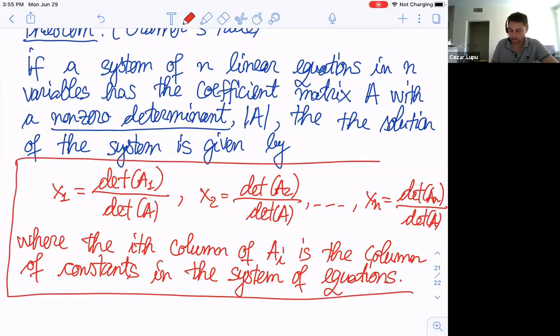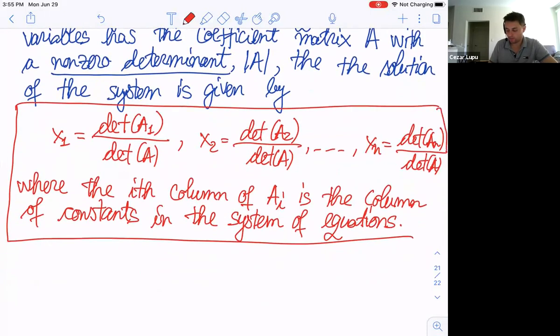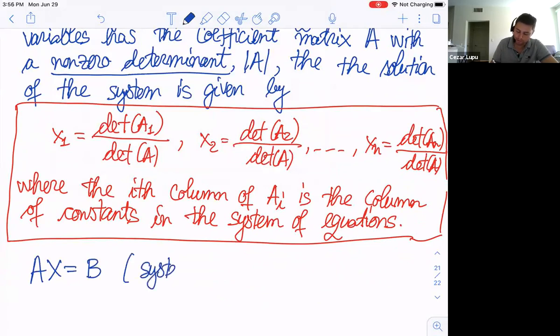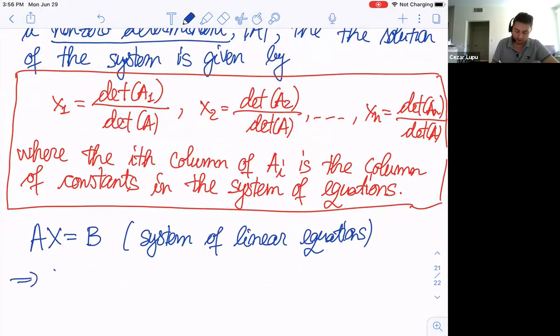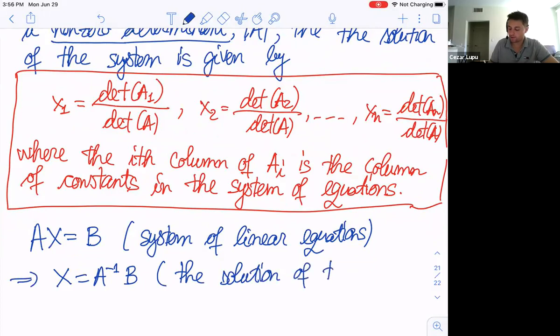It's very simple, very direct. Anyway, I'm not going to dwell too much on the proof of this. The proof uses the adjugate of a matrix. Basically, you just represent this system as AX equals B. In fact, let me say it very quickly. AX equals B, that's the system of linear equations. And then you know that the solution is given by x equals A inverse times B. So that's the solution of the system.